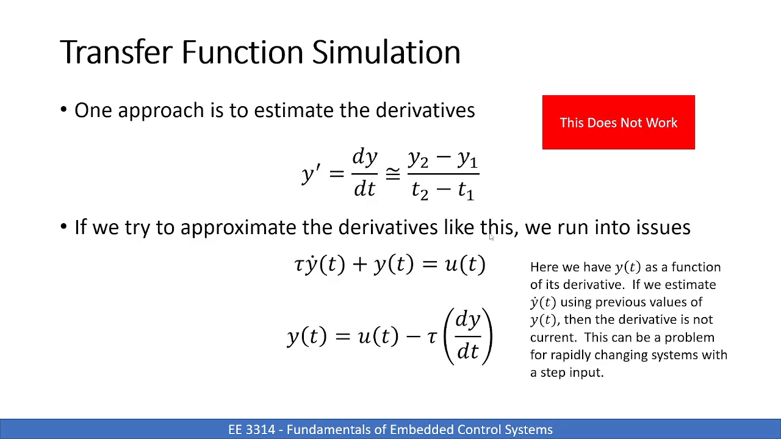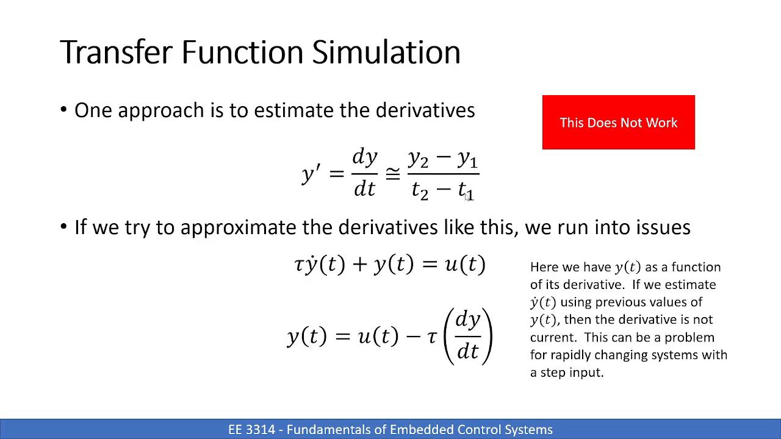Okay, well the first thing you might think about is, let's just take the inverse Laplace transform of that, and we basically get a differential equation that looks like this, right? For a, we get tau times y dot plus y equals u. That's a typical first order response, right? Well, you may think that you should try to approximate that y dot of t as y2 minus y1 over t2 minus t1.